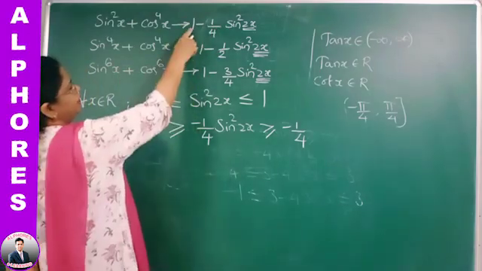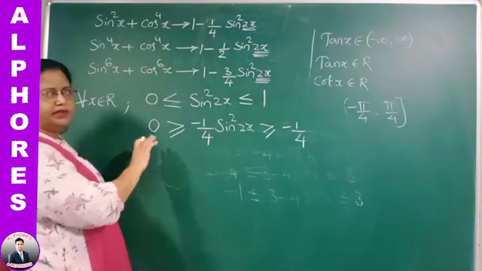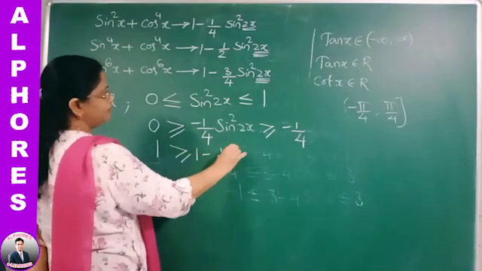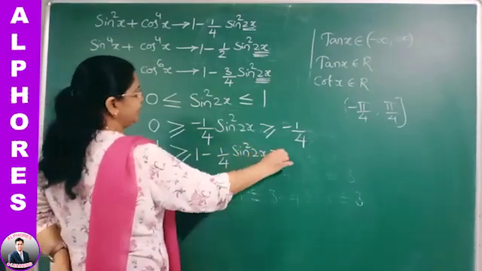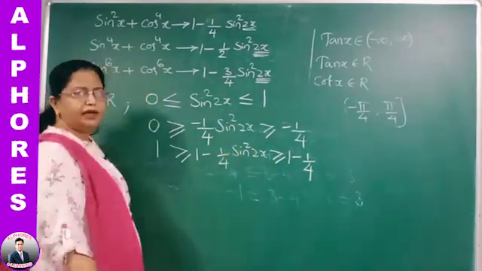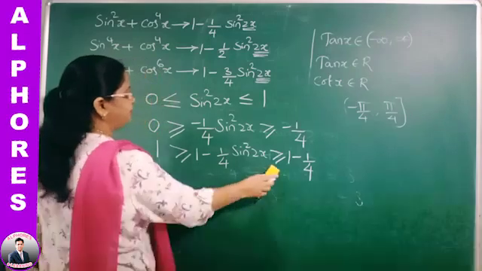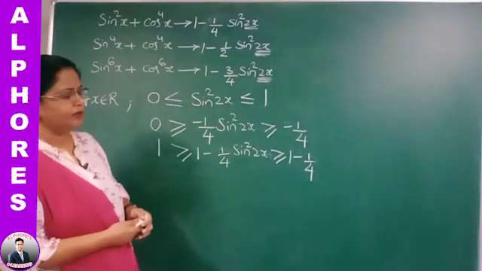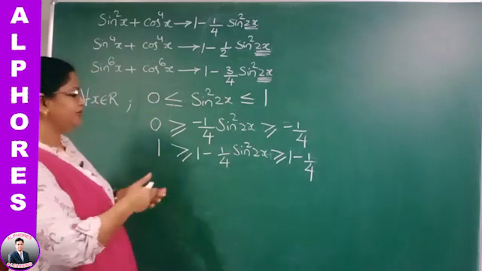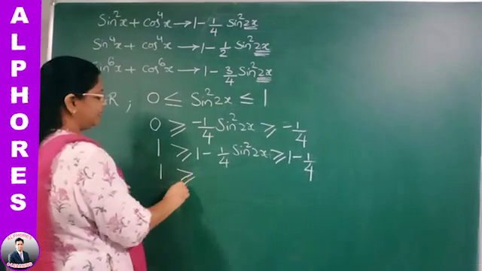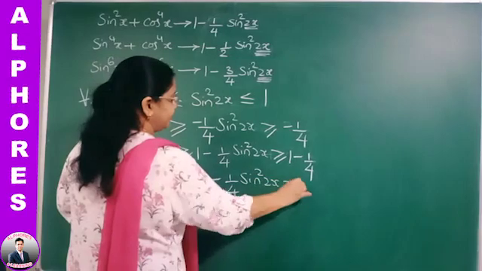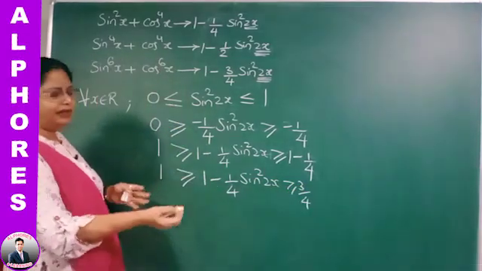And after that, what value is there? 1 is there. That means you need to add 1. Then it is 1 greater than or equal to 1 minus 1 by 4 sine square 2x, and it is greater than or equal to 1 minus 1 by 4. And what is the value of 1 minus 1 by 4? It is nothing but 3 by 4. Now I am just reversing. So students, this is the value we got by adding 1. Now let us simplify. This is 1 greater than or equal to 1 minus 1 by 4 sine square 2x, and this is greater than or equal to 3 by 4.